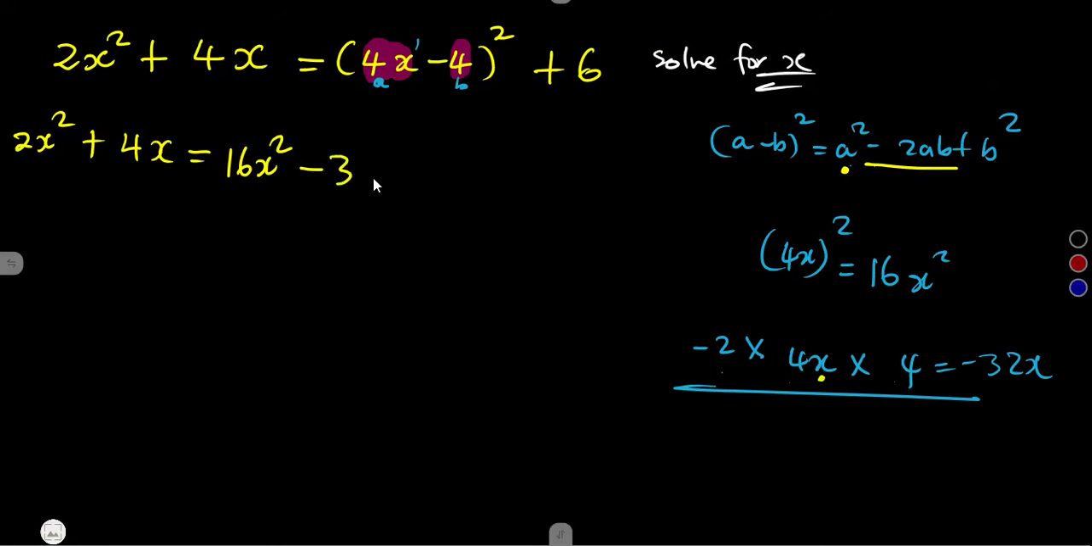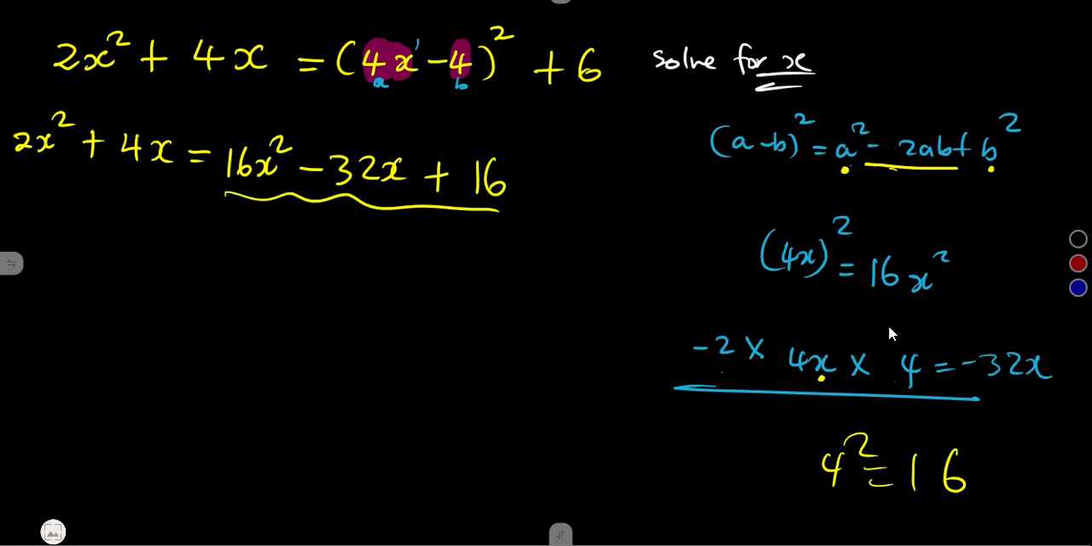Negative 32x from minus 2ab. Then we move on to b squared. The last term squared, it's plus b squared. So you're supposed to add b squared. What is our b in this case? Remember, our b is 4. So 4 squared is what? 16. Guys, we have expanded your brackets. But take note, there is what? A plus 6 that is there.